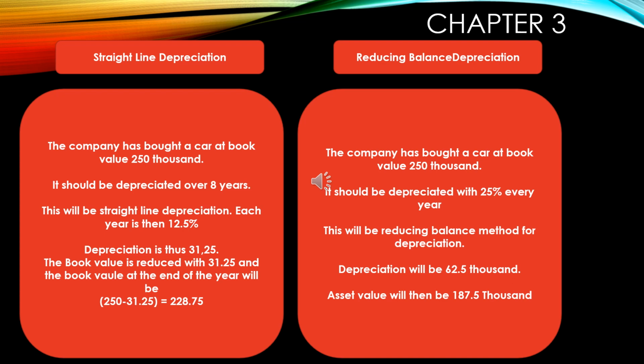The company could also use the reducing balance depreciation method. Still the same car, still bought at 250,000. It should be depreciated with 25% every year. That has been decided by the company. Depreciation will thus be 62,500 in the first year, leaving an asset value of 187,500. Then next year, the 25% will be taken off the 187,500.